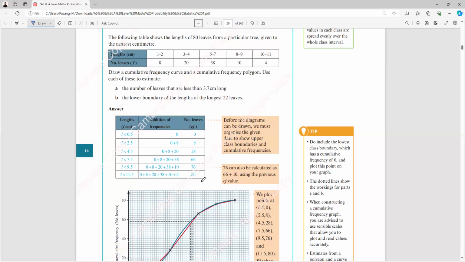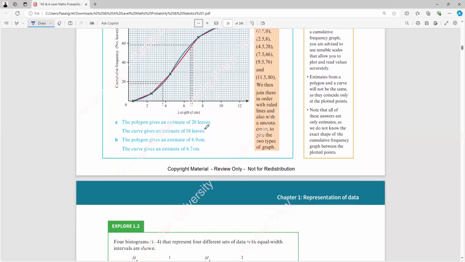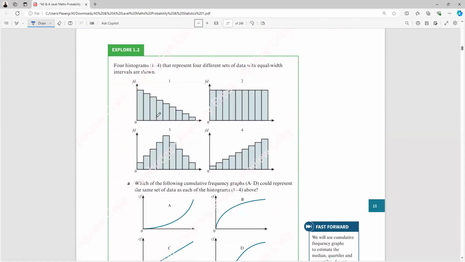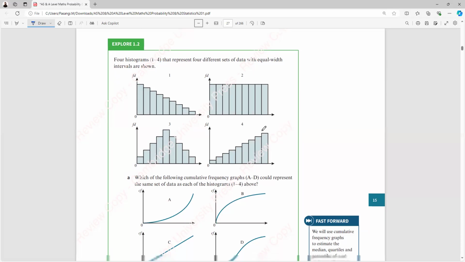So here that part is clear, right? Then they have given Explore 1.2. Four histograms 1 to 4 that represent four different sets of data with equal width intervals are shown. See, now make a downwards one, make equal heights. Here it's kind of a normal distribution, bell shaped one, a histogram එකක් වගේ. Then this one will be the upwards. නැගගෙන එන වගේ එකක් තමයි මෙතන තියෙන්නේ.